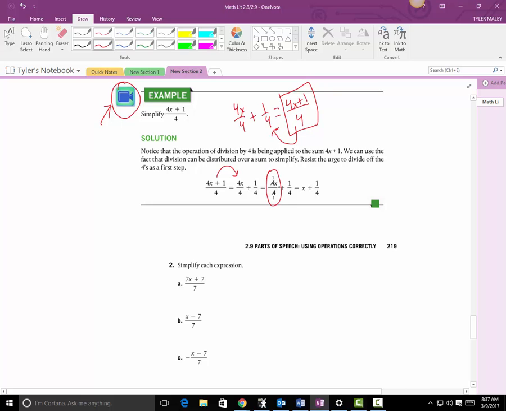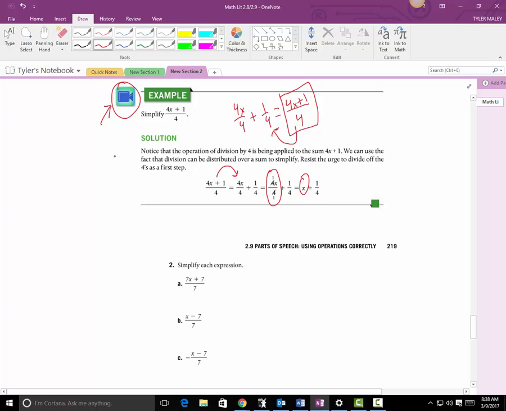Now we can simplify this first fraction, 4x over 4x, or 4x over 4, excuse me. We can divide top and bottom by 4, which means I have 1 left in each spot. So that leaves me with just x for this term, and 1/4 I can't do anything with. So I'm left with x plus 1/4.